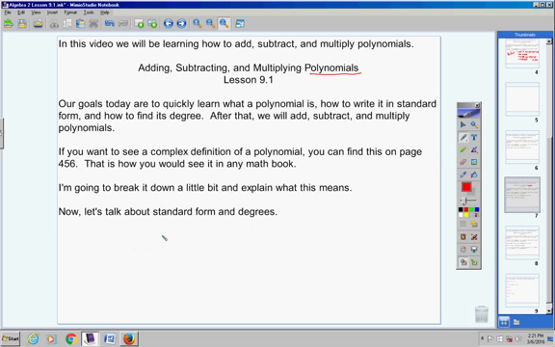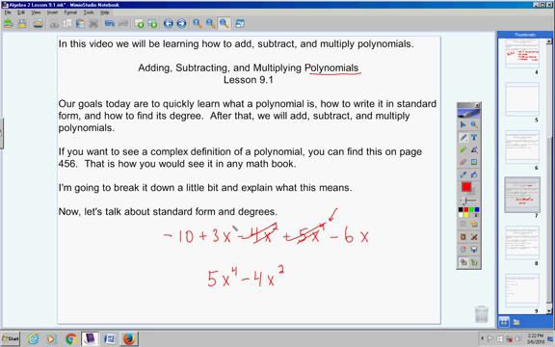Let's write this in standard form. Alright, let's write that in standard form. Well, first of all, find your variable. There's your variable x. What's the highest exponent? 4. So this term goes first. Now find your next highest exponent. Right here, a 2. That goes next.